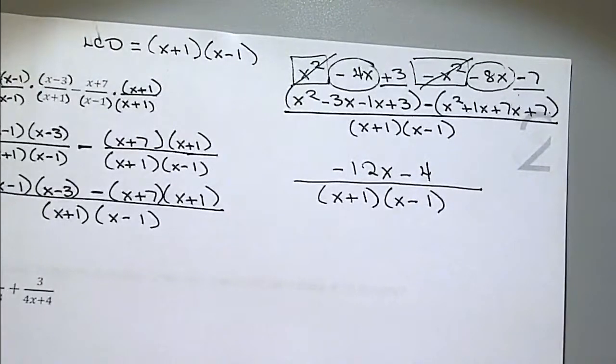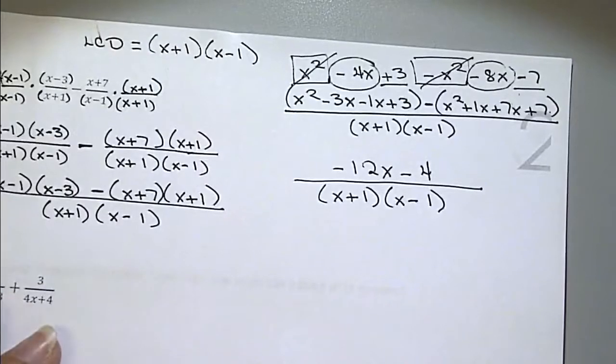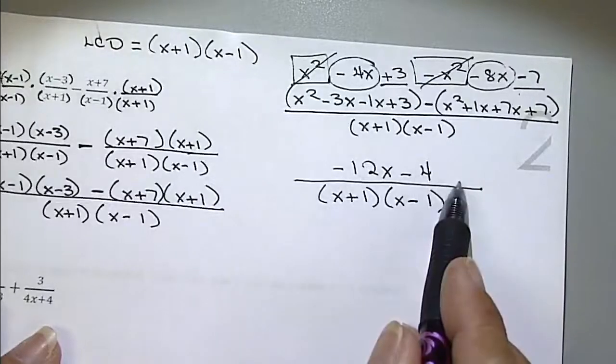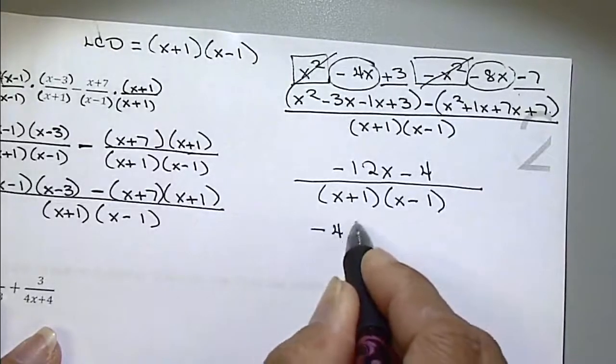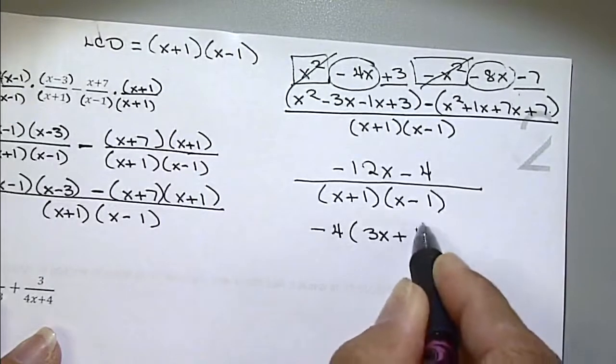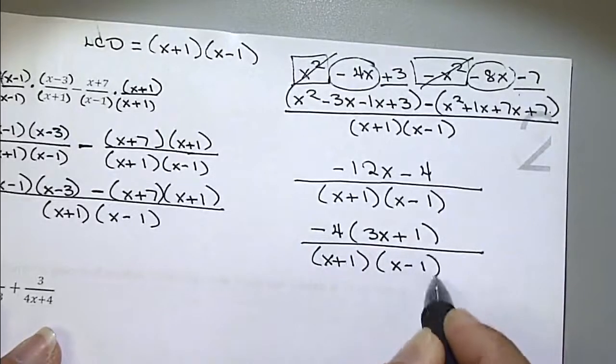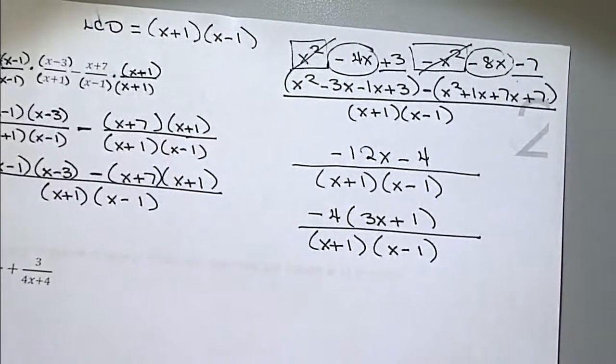Okay. Now, you think any of this is going to reduce? There's no way to know until you have fully factored the numerator, right? The only thing I see is a GCF of negative 4. Do you see it? Negative 4, 3x plus 1 over x plus 1, x minus 1, and nothing looks like it's going to reduce. But I've proved it because I have factored everything. That one's not easy, okay? Subtracting fractions, complicated complex fractions like this, is not easy. So you really need to practice this, okay?